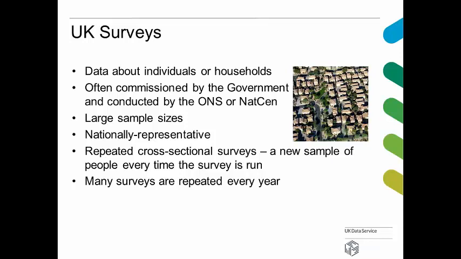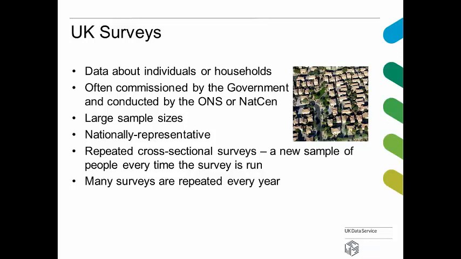Okay then, so UK surveys, these are some of the most commonly used data that we've got, and they're mostly individual or household level data. They're often produced by organisations such as the Office for National Statistics and NatCen, and these are organisations that have got many years of experience in collecting data, so the data are of very high quality. They also tend to have large sample sizes, and the data are collected so as to be representative of the population that they cover. So the surveys that we call UK surveys are repeated cross-sectional surveys. So this means that they don't follow the same individuals over time, but have a new sample of people or households every time they run.